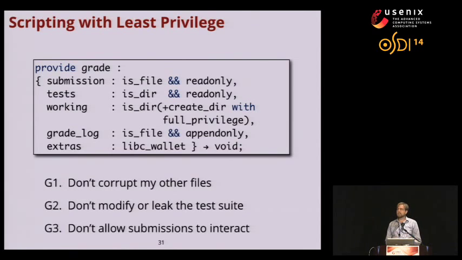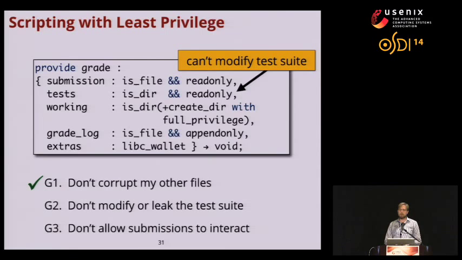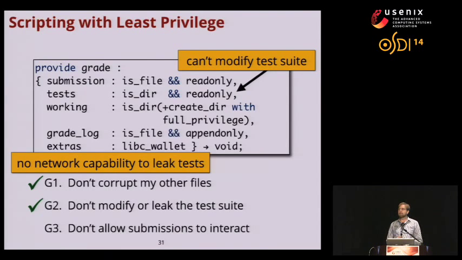And then I can look at this contract and actually use it to try and address those security concerns I had before. So first, I know that running this script can't corrupt any of my other files or delete my email because I'm not going to pass in capabilities for those. And then second, I can look at the contract on the test argument and see that it's read-only. So I know that it's not going to be modified. And on top of that, I can look at the contract and see that there aren't any capabilities for the network. So it's not possible for this to get leaked to the internet.